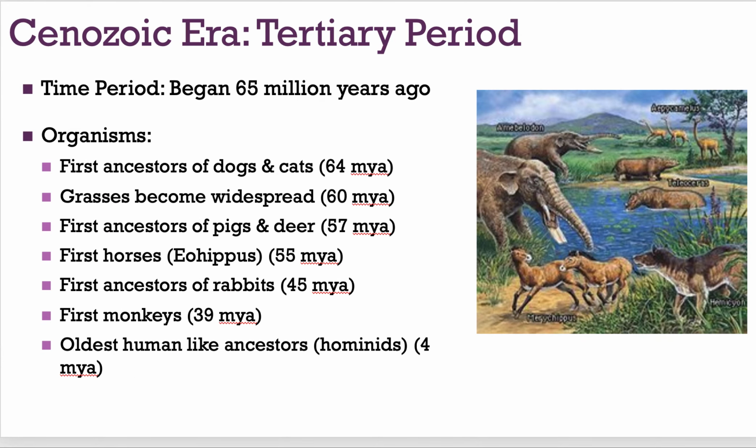All right. So now we enter into the Cenozoic era. It's the Tertiary period that began it, and it began 65 million years ago. We've got the first ancestors of dogs and cats. We've got grasses coming about. We've got ancestors of pigs and deer. We've got horses. We've got rabbits. We've got some of the first monkeys. And we've got the oldest human-like ancestor, called hominids, about 4 million years ago.